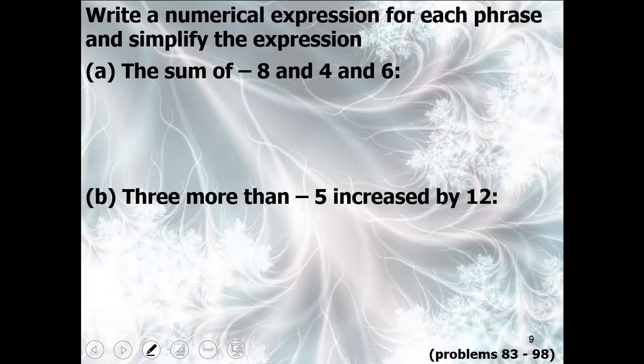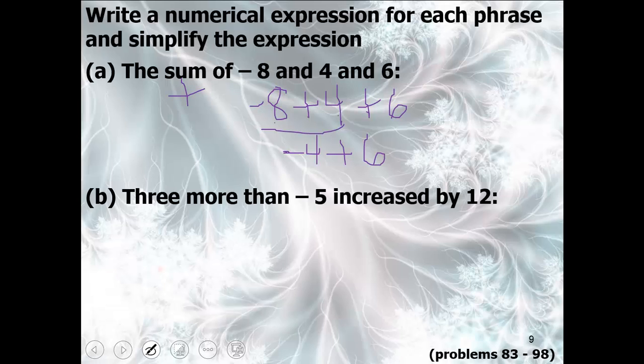Write a numerical expression for each phrase and simplify the expression. The sum of, so that means add -8 and 4 and 6. So it's -8 plus 4 plus 6. Right? I'm just going to work from left to right in order that they occur because I don't have any grouping symbols. -8 plus 4. These are different signs, so I'm going to take their difference. That's 4. And I'm going to ask myself, what do I have more of? Do I have more negatives or more positives? Well, the 8 is the negative. That's more. Okay, so I have -4 plus 6.